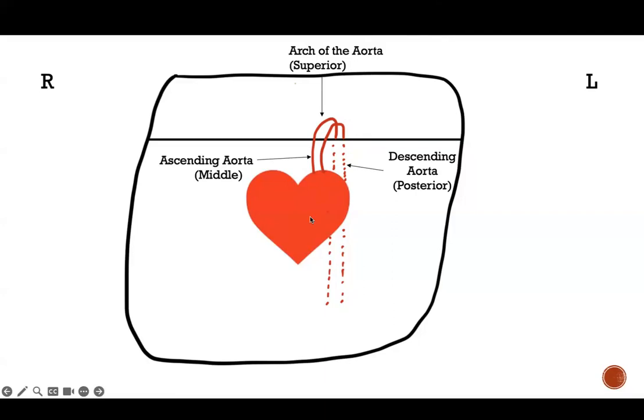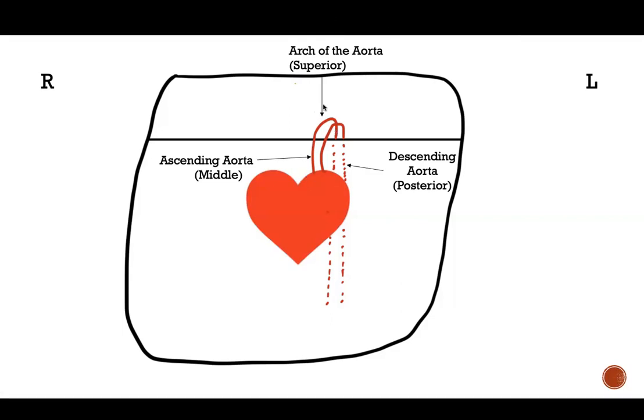Because the heart lies in the middle mediastinum, any artery or vein that enters or leaves the heart directly is also in the middle mediastinum because it's right next to the heart. In the case of the aorta, the part in the middle mediastinum is the ascending aorta, because it leaves the heart directly. We call this the root of the aorta as well, because it's where the aorta leaves the heart.